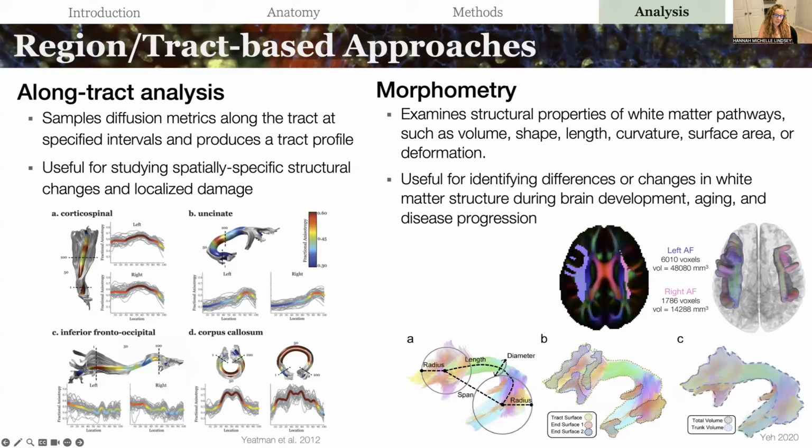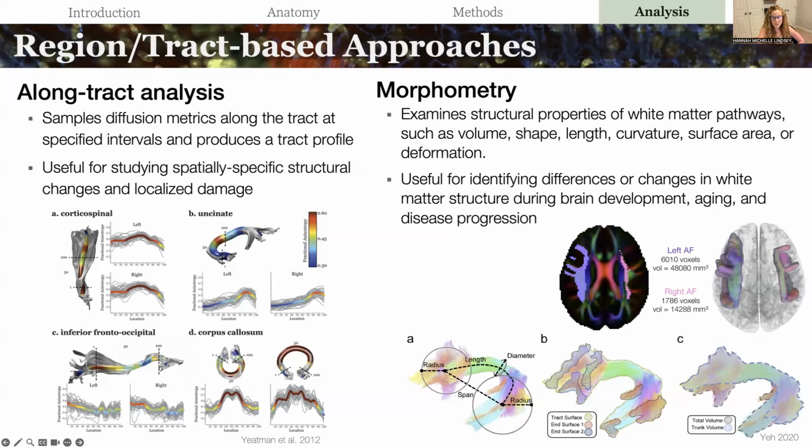Along-tract analysis focuses on evaluating diffusion metrics along the length of the reconstructed tracts, enabling spatially specific assessment of structural changes. Metrics are sampled at regular intervals along the tract and plotted in a graph as a tract profile. And this can reveal changes that may vary along its trajectory. So down here, we see the tract profiles and how FA might change along the tract itself.